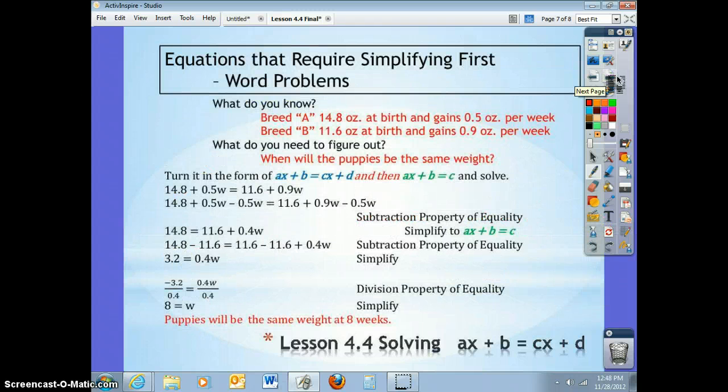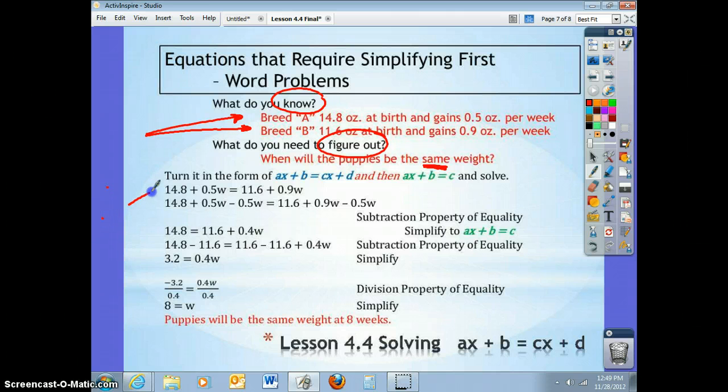Okay, and then the last thing the book wants to show you is a word problem using this ax plus b equals cx plus d form. So they give you the situation where you're breeding dogs, and one of these breeds at birth is 14.8 ounces, and it's gaining half an ounce per week. The other breed starts out at 11.6 ounces and gains 0.9 ounces per week. That's what we know in the word problem. What we need to figure out is when will they be the same weight?